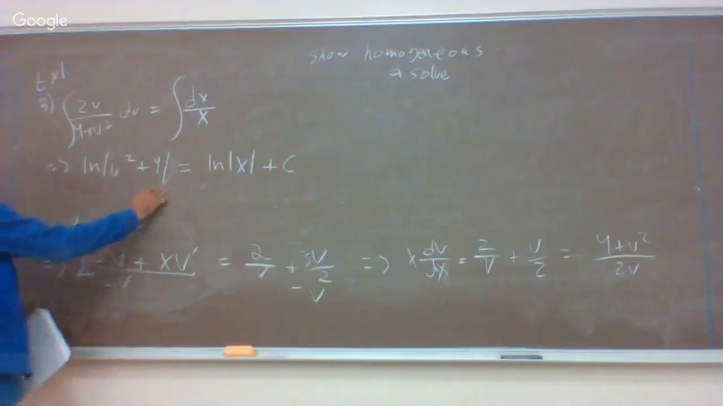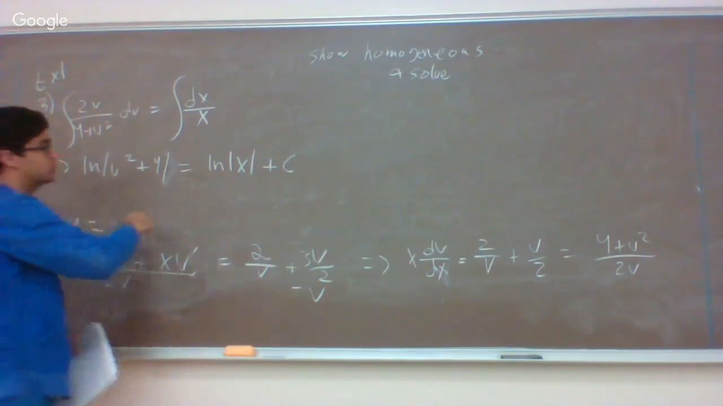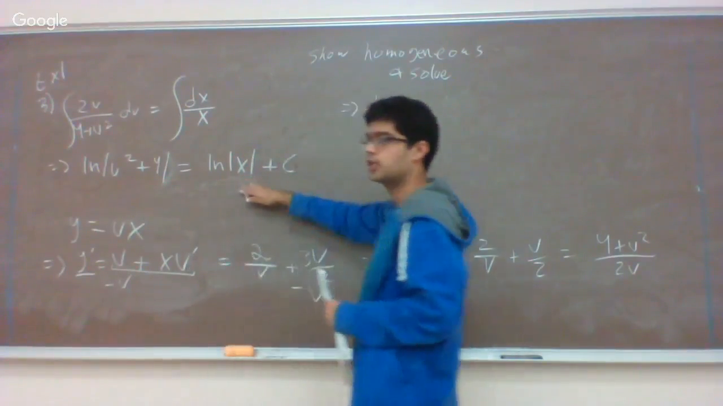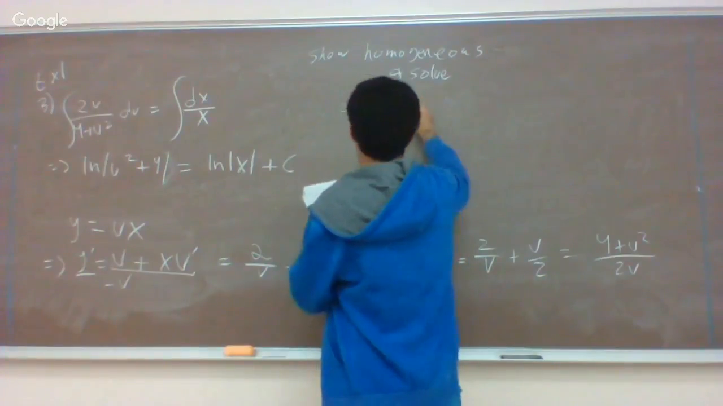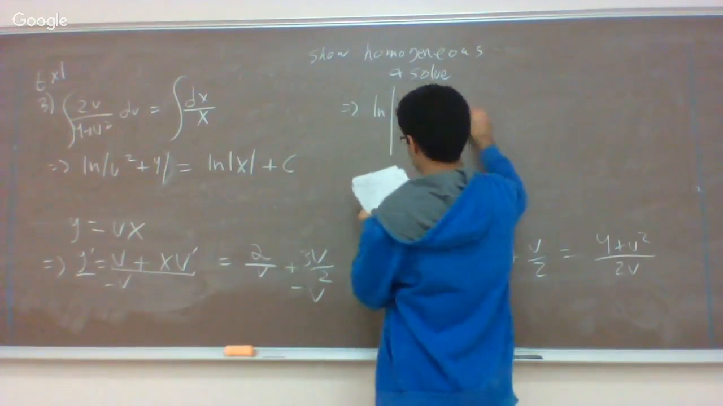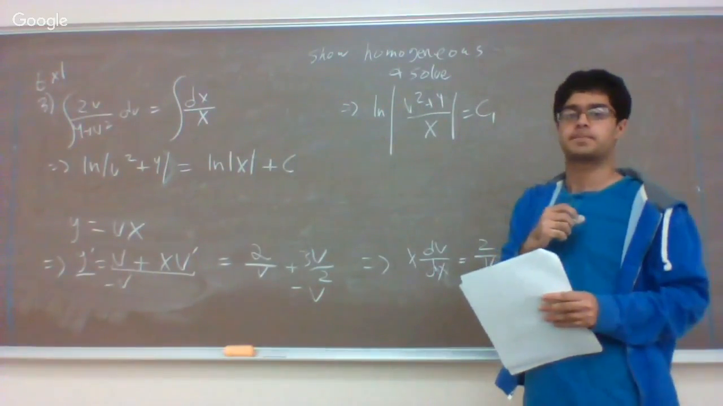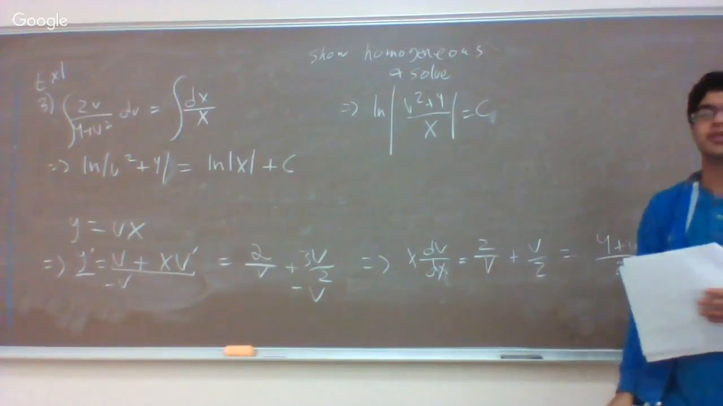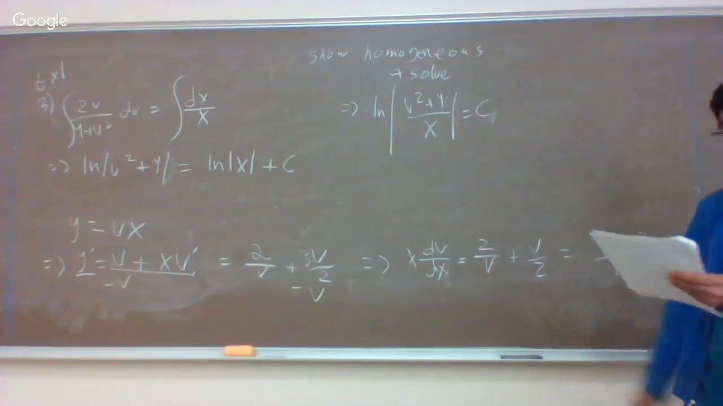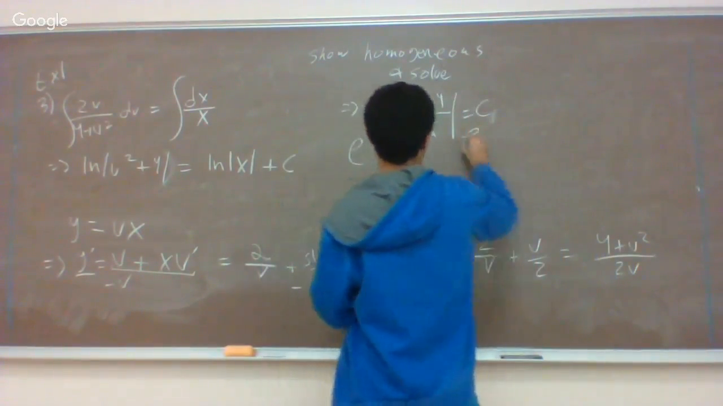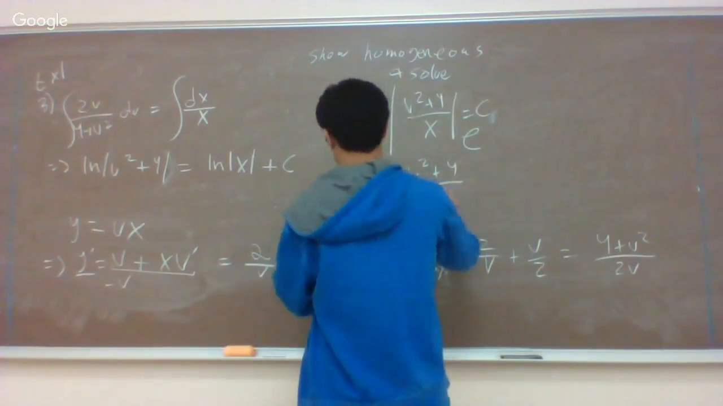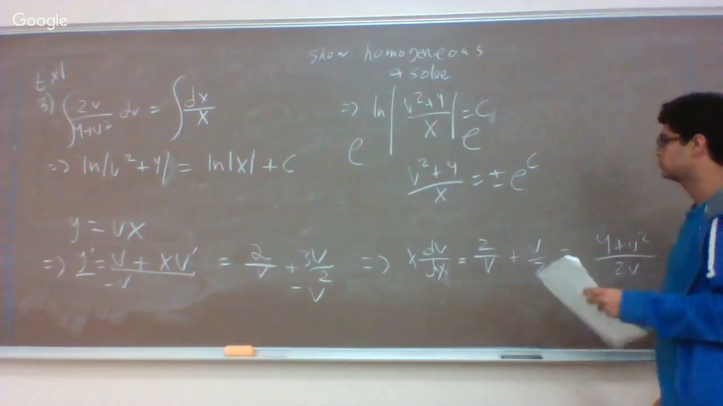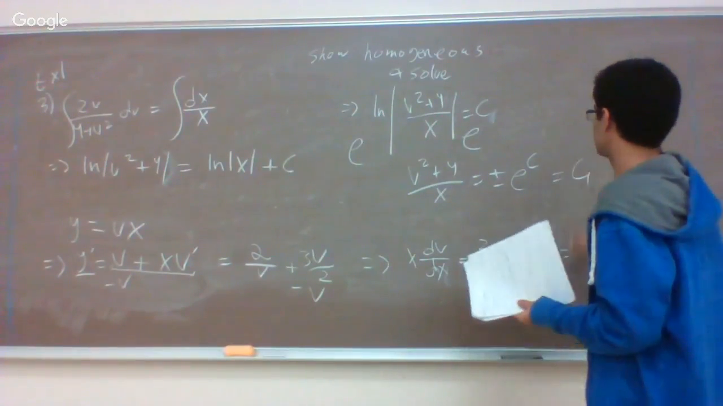Now we can combine these natural logs, right? If I bring this to this side, I have the natural log of v squared plus 4 minus the natural log of x. That's the same thing as a combined natural log of (v squared plus 4) divided by x. And when we try to cancel out the natural log, we are left with (v squared plus 4) divided by x equals plus or minus e to the c power. And this can be like equal to 1 or something.